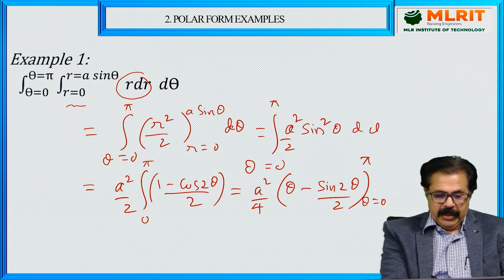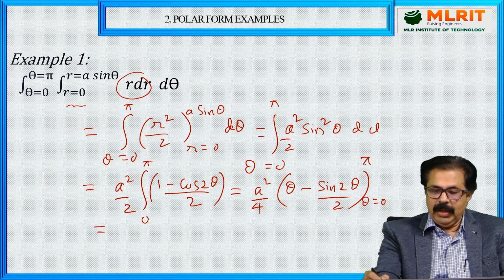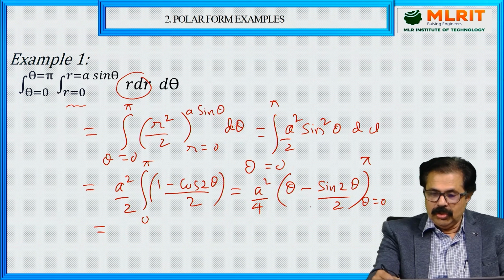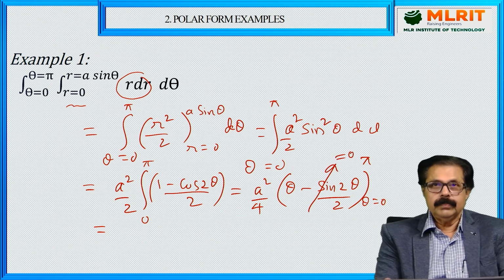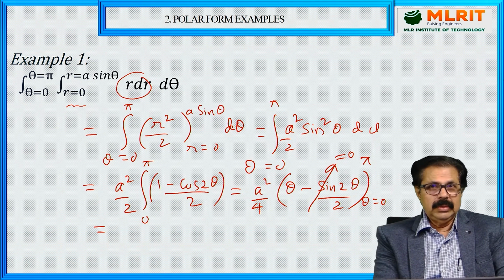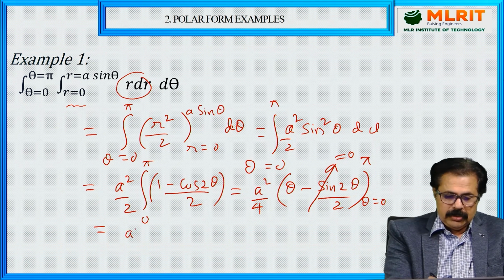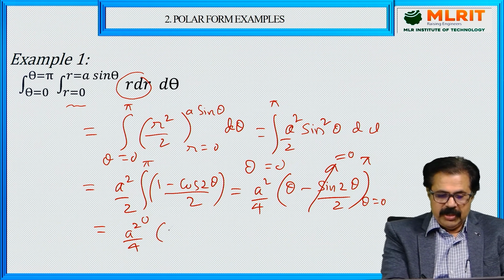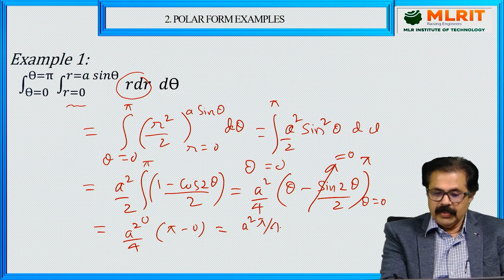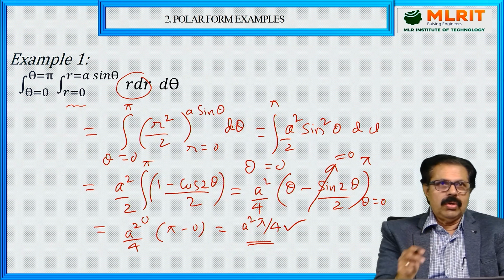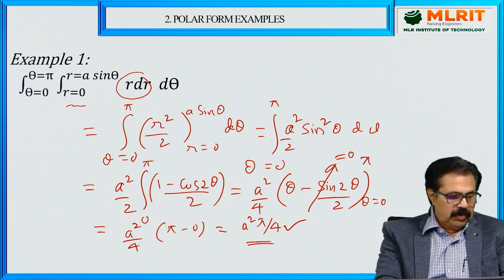Now before applying the limits, the upper limit is pi, the lower limit is 0. So clearly sin 2 pi is 0, sin 0 is 0, therefore this second term will go to 0 completely. I repeat once again, sin 2 pi is 0, sin 0 is 0, this second term is vanishing, and hence you are left with the constant a square by 4, theta limits pi minus 0, and we arrive at the final answer a square pi by 4. So that is how you solve the first example, a very simple one.